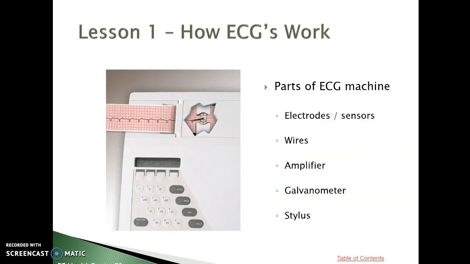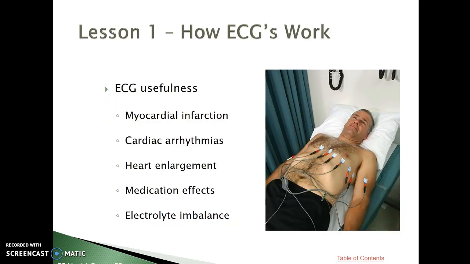Okay, so there are several different parts of the machine. There are electrodes or sensors. Those are the things that we put on the patient's chest. There are wires that are connected from the machine to those electrodes. The amplifier, the galvanometer, and the stylus are all located within the EKG machine, and that's what picks up the signal, makes the markings, and collects the electrical impulse.